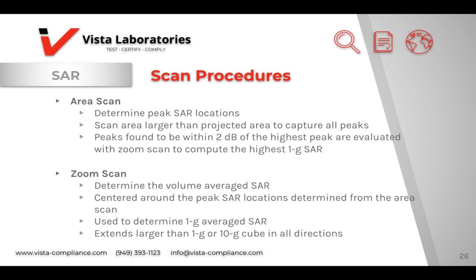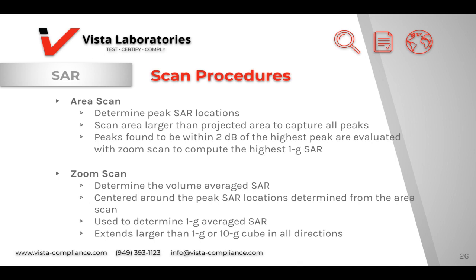So for the actual procedures of the SAR measurement scan, we have an area scan we use to determine the peak SAR locations. In this case, the scan area should be larger than the region projected by the device onto the phantom to capture all of the different peaks. So peaks found within 2 dB of the highest peak are evaluated using a zoom scan afterwards to compute the highest 1 gram SAR measurement value.